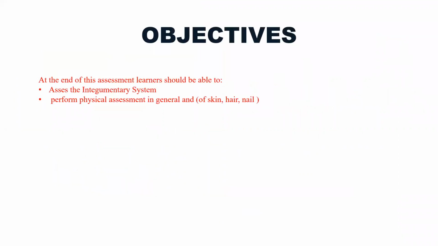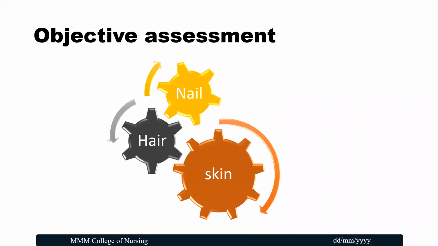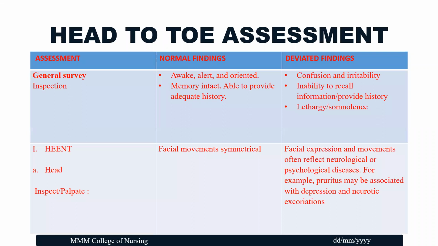At the end of this session, you would be able to perform integumentary system assessment individually, in general, of skin, hair, and nail, and the system-wise assessment. So objective assessment includes skin, hair, and nail. So let's discuss how to do the head-to-toe assessment of integumentary system.